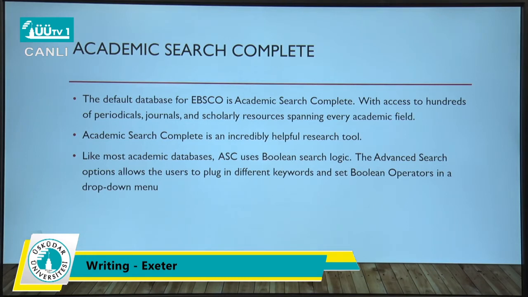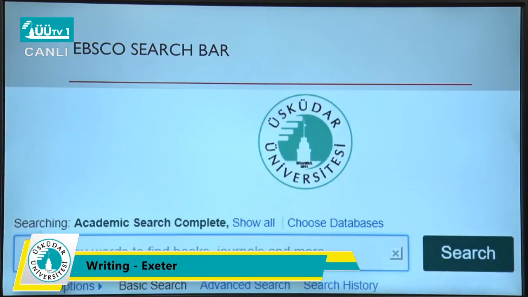Like most academic databases, ASC uses Boolean search logic, and I think now you're familiar with Boolean logic. The advanced search option allows the user to put in different keywords and set Boolean operations in the drop-down menu. So you have another option, which we call the advanced search option. You can narrow it down in order to reach your final aim.